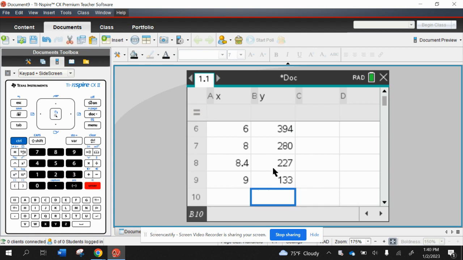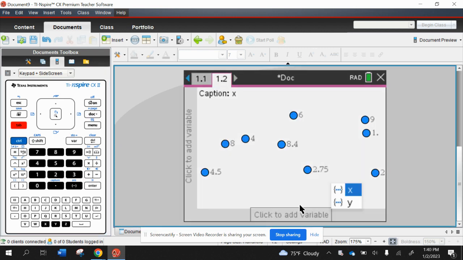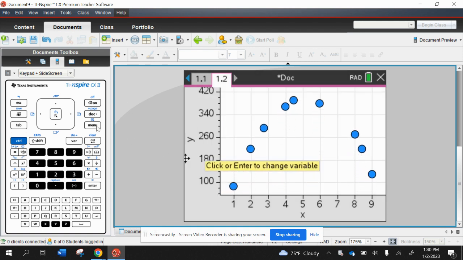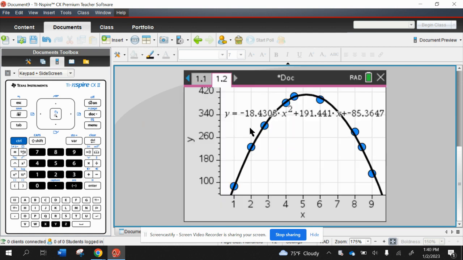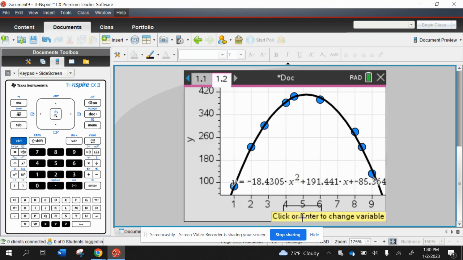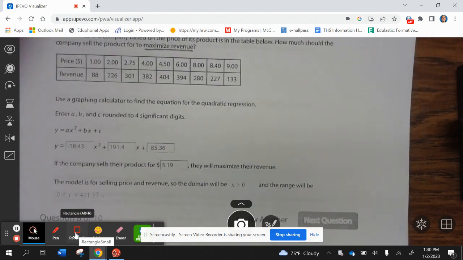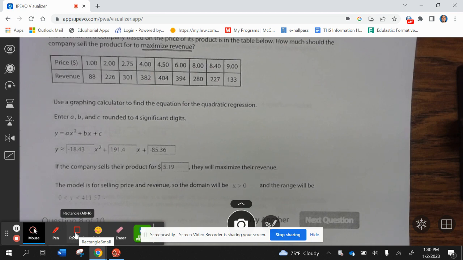All right, so now you'll see, again, the numbers all match up, so we're good. We're going to do Control Doc number 5, tab X, tab Y, menu, analyze, regression, show quadratic. So the equation is y is approximately negative 18.43x² plus 191.4x plus a negative 85.36.